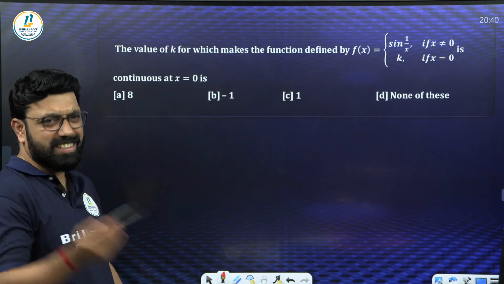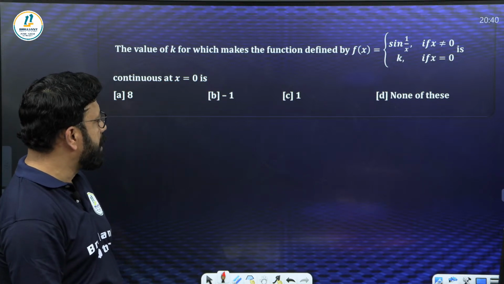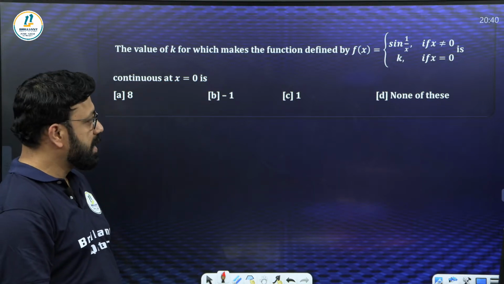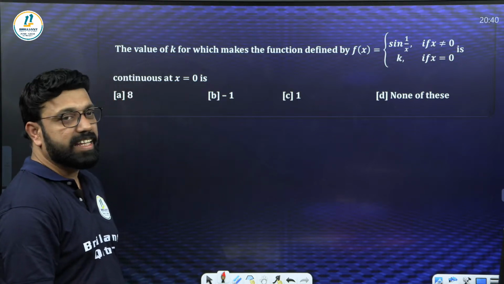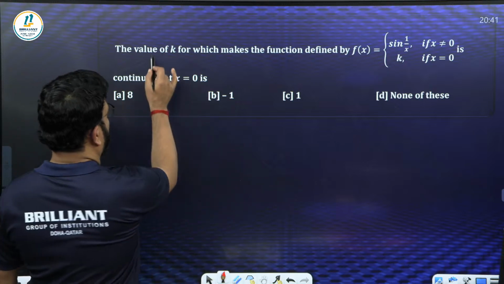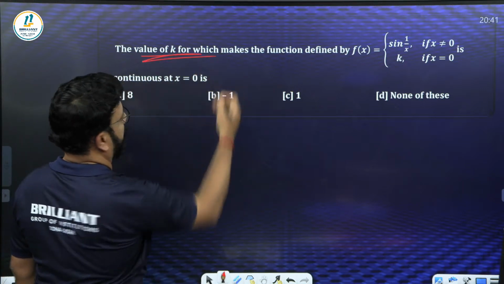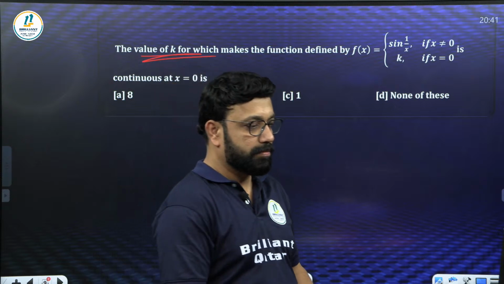The value of k. Now only I explain. The value of k for which makes the function defined by f of x equal to sine 1 by x, x not equal to 0, and k if x equal to 0. Find the value of k. What is the value of k? What will we get there?